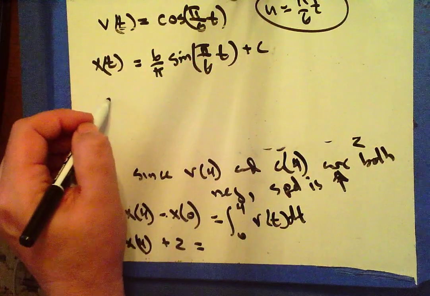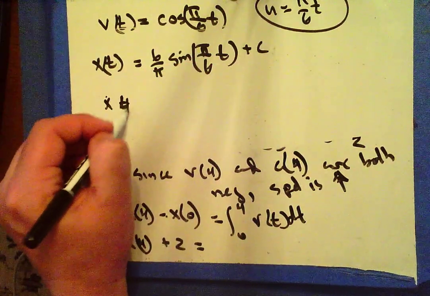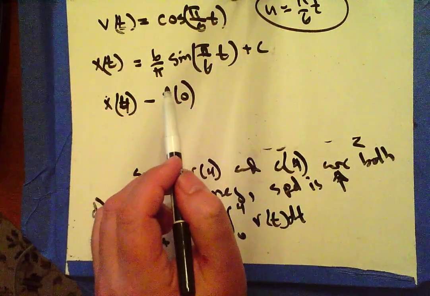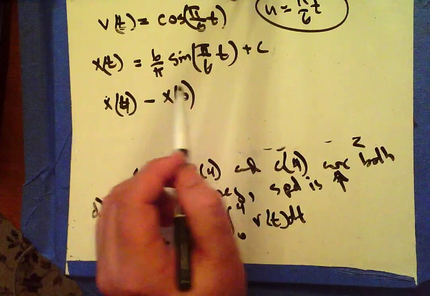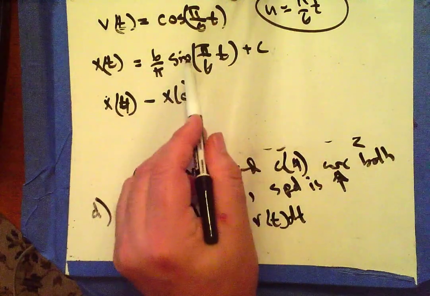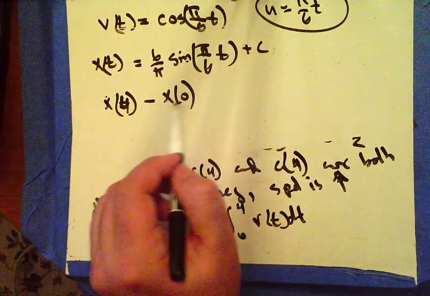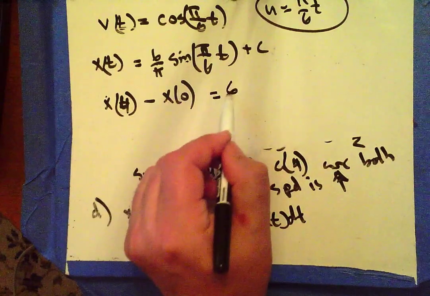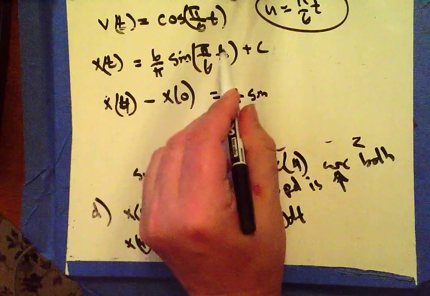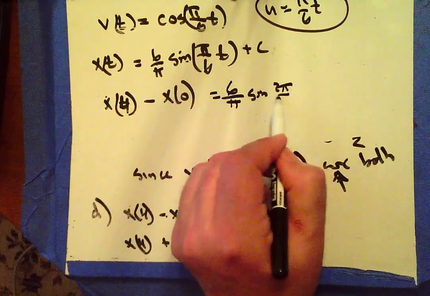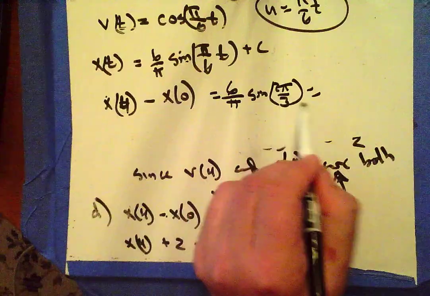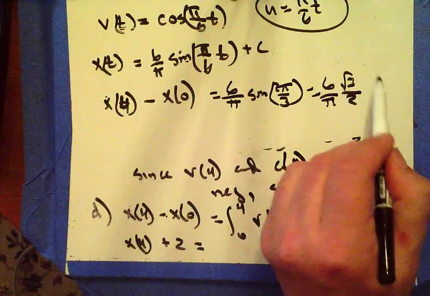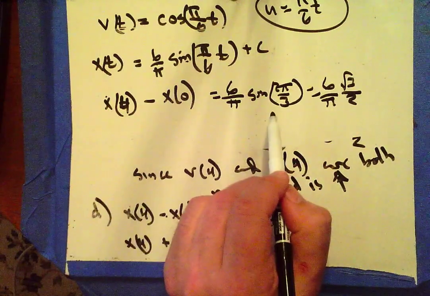x of 4 minus x of 0, and so our t's won't matter. And what do we get here? Well, we plug in a 0 here. Sine of 0 is 0 times that constant is 0, so that's not going to be an issue. And so I just need to plug in a 4, and that's going to be 6 over pi. Sine of 4 times pi over 6 is 2 pi over 3. That's root 3 over 2, so 6 over pi times root 3 over 2. That's going to be x of 4 minus x of 0.